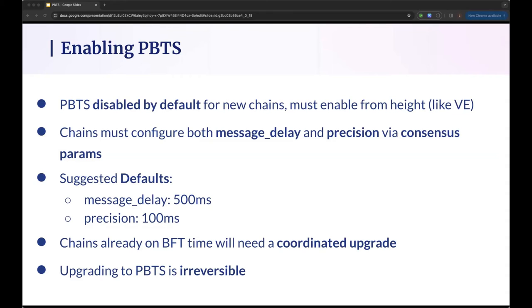Like a non-zero height upgrade. Okay, yeah, that makes sense. Thank you.